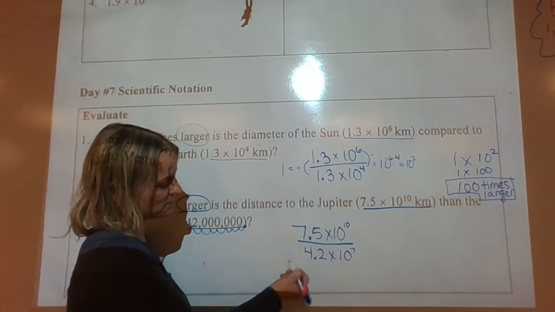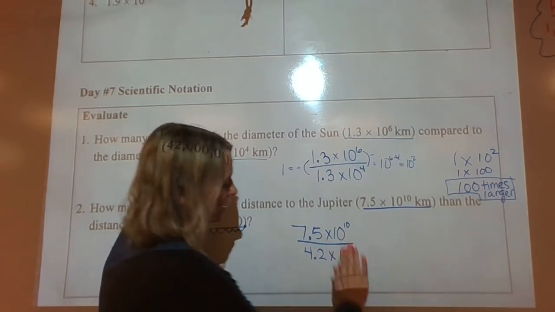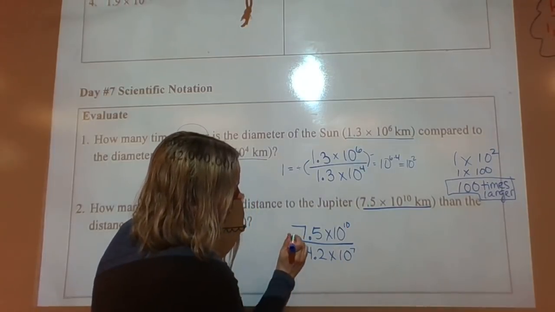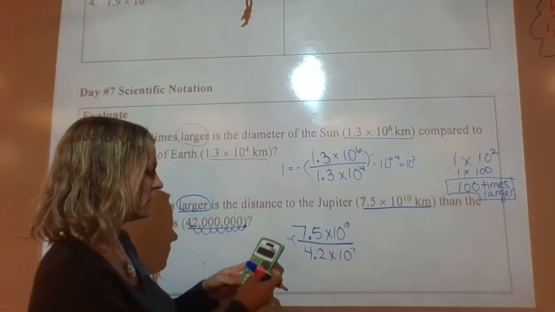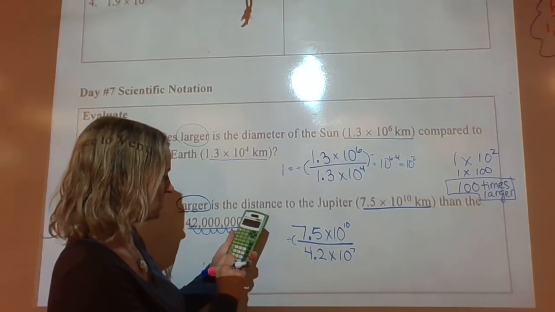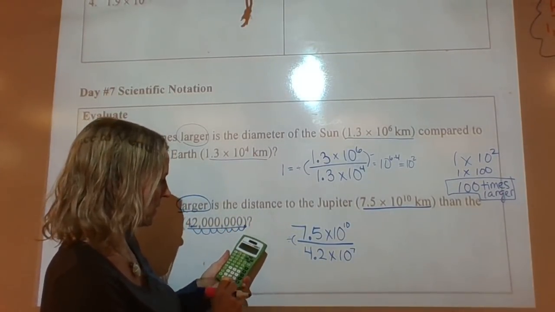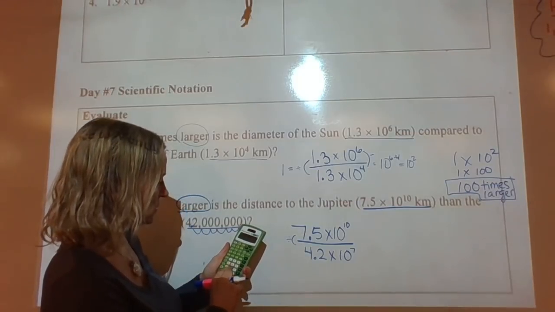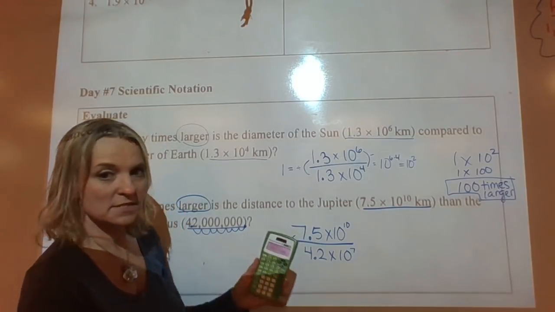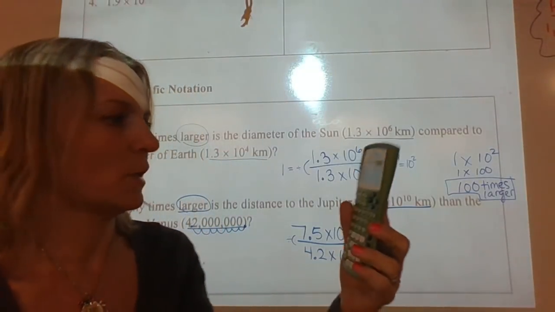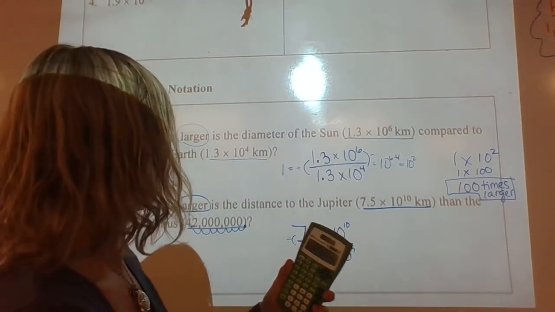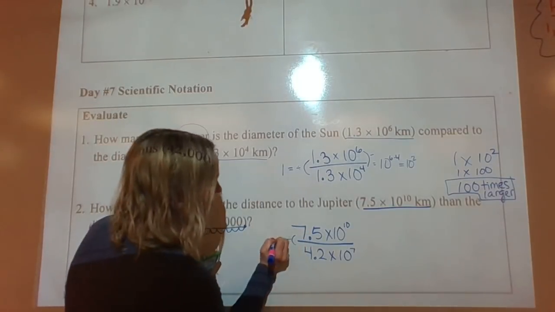Okay, so the first two numbers. So 7.5 divided by 4.2, right? I'm just looking at the regular old numbers and dividing those. Well, let's see, that's not something I just know off the top of my head. So I'm going to type in my calculator, see what I get with those. So 7.5 divided by 4.2. And that makes lots of yucky decimals there, 1.78, etc. So we are going to just round it to about 1.8.